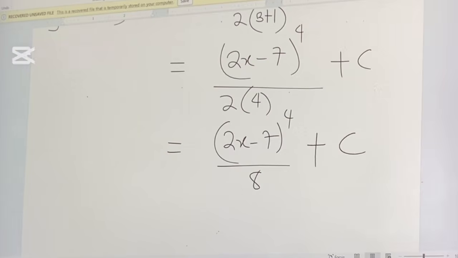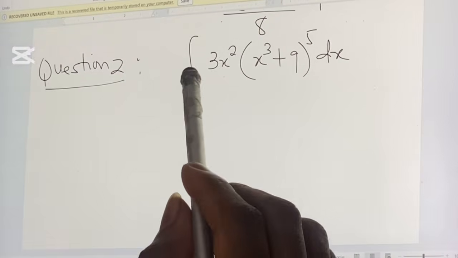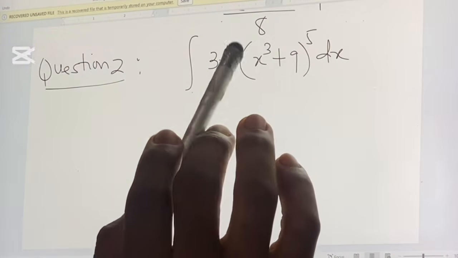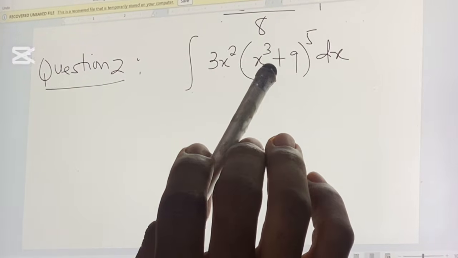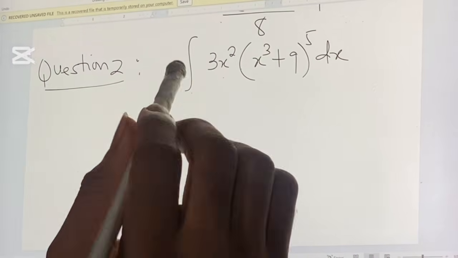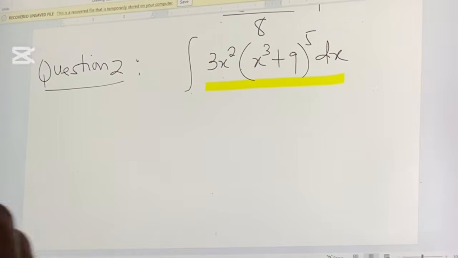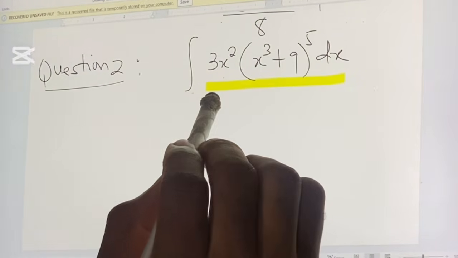Please take note. Let's solve question 2 here to perfect this. Question 2: the integral of 3s squared into (s raised to the power of 3 + 9) all raised to the power of 5 ds. So we are asked to evaluate this particular integral. Solution first.